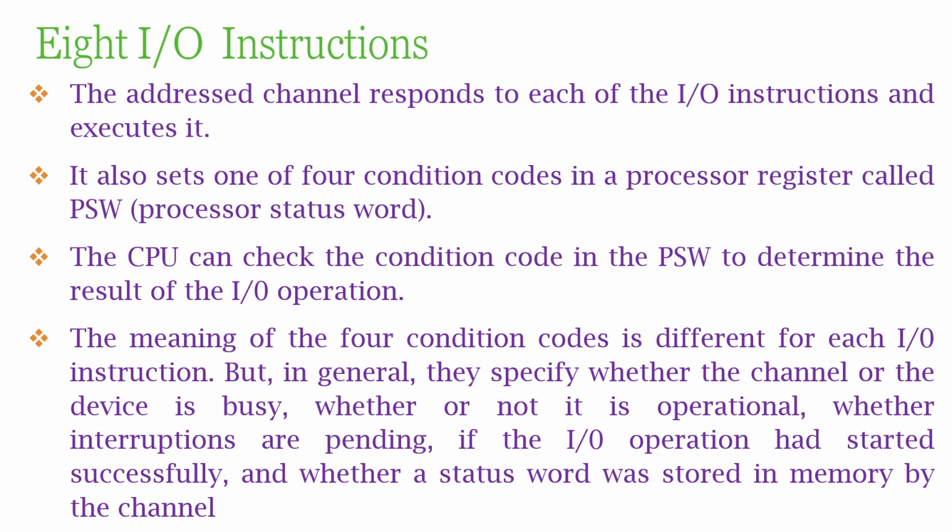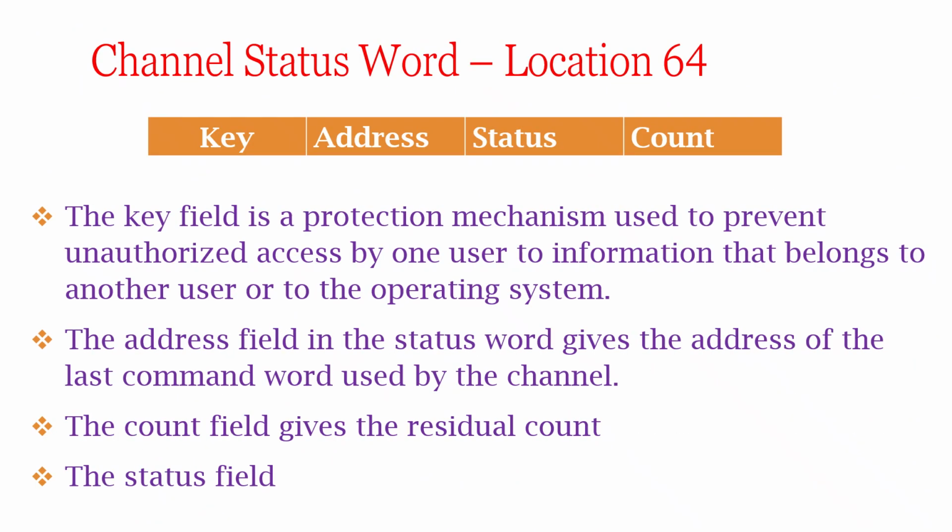The meaning of the 4 conditions differs depending on the IO instruction, but in general they specify whether the channel or the device is busy, whether or not it is operational, whether interrupts are pending, if the IO operation has started successfully, and whether a status word was stored in memory by the channel. The channel status word, which is always stored in location number 64 in IBM 370, has the following 4.